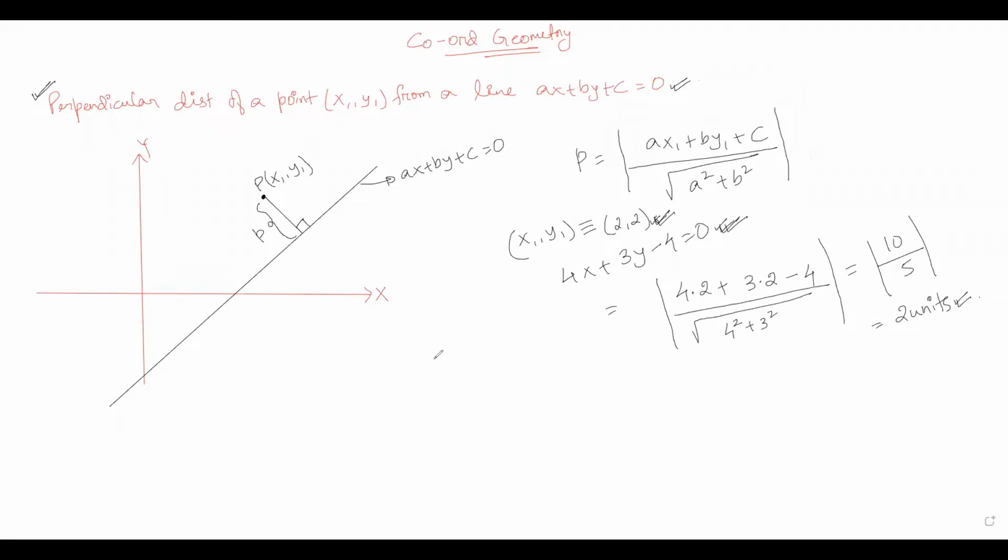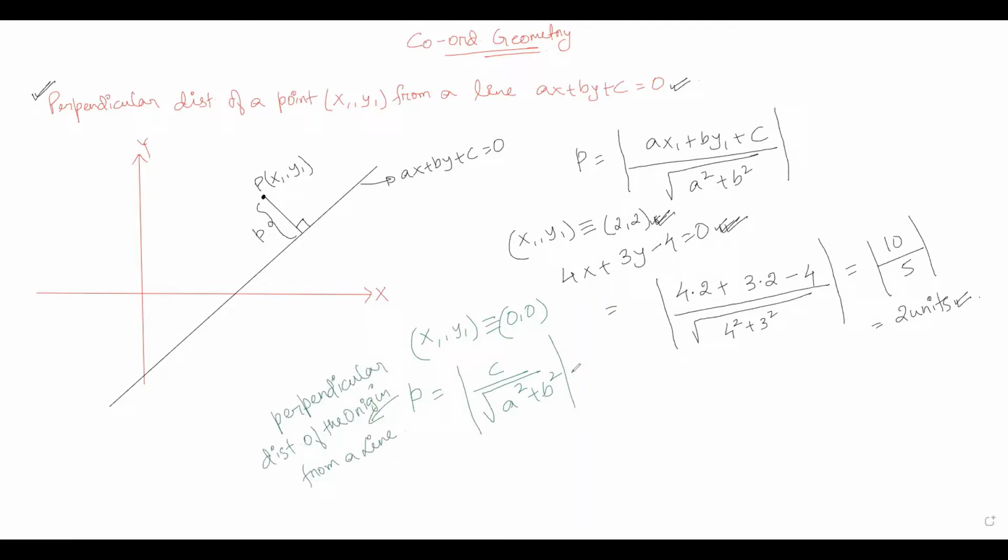Also, say if we want to find the perpendicular distance from the origin, in that case, the point x1, y1 would be simply 0, 0. So the perpendicular distance in this case would be simply c upon under root of a square plus b square. So the perpendicular distance of the origin from this line would be simply given by mod of c upon under root of a square plus b square.